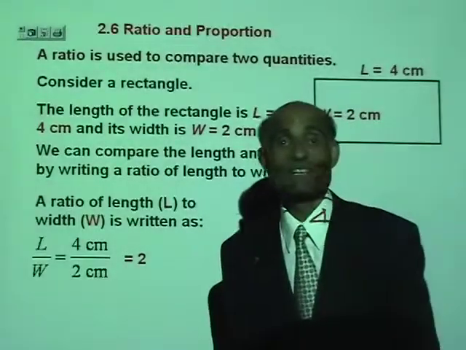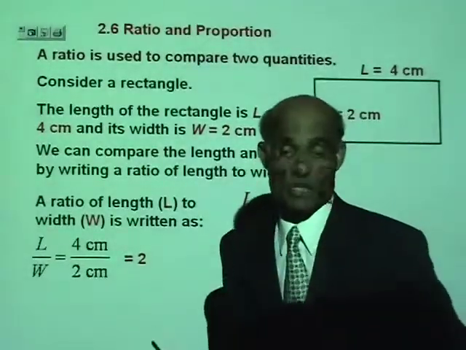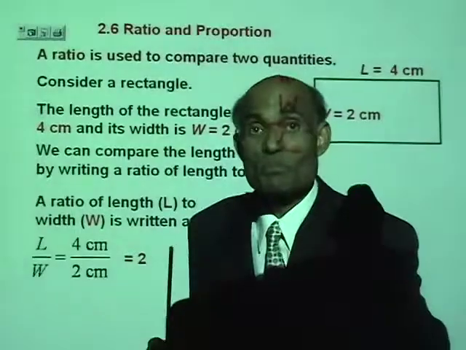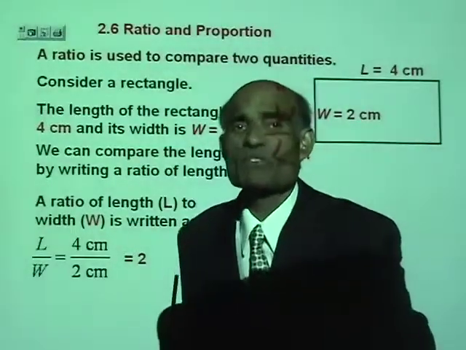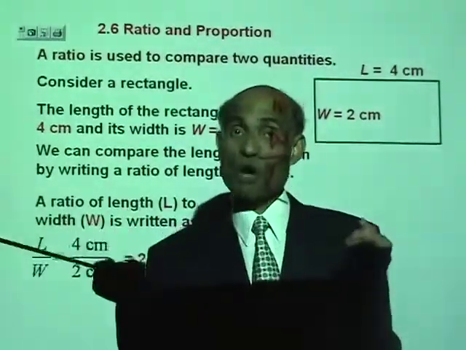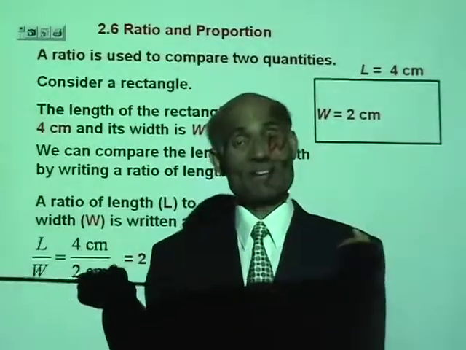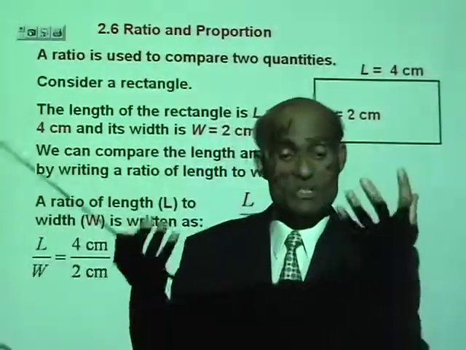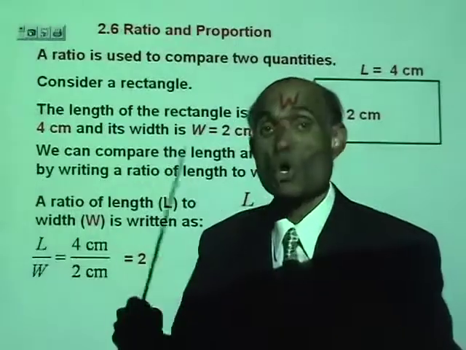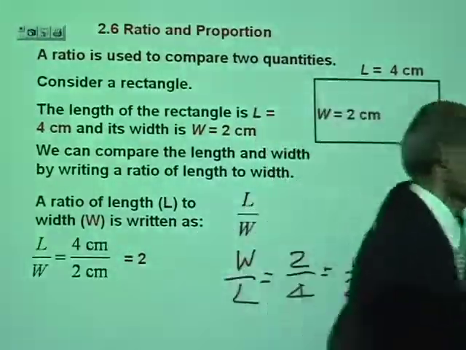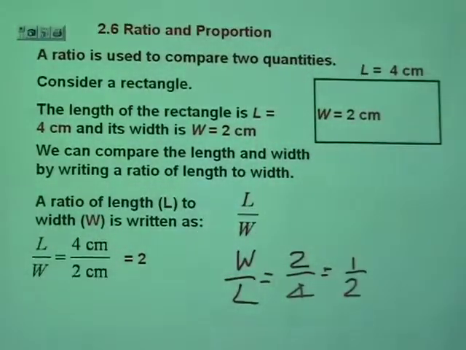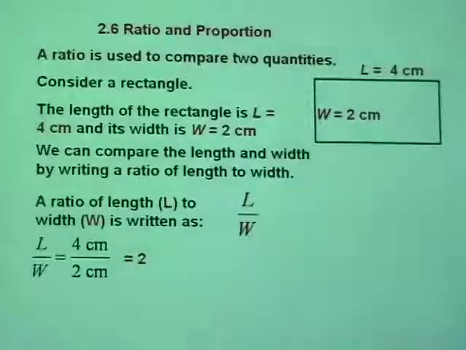Very important result here. You see, the cost of one brand of a product is half the cost of another brand. You can use a ratio to compare the cost of things. Okay, let's now look at another ratio.